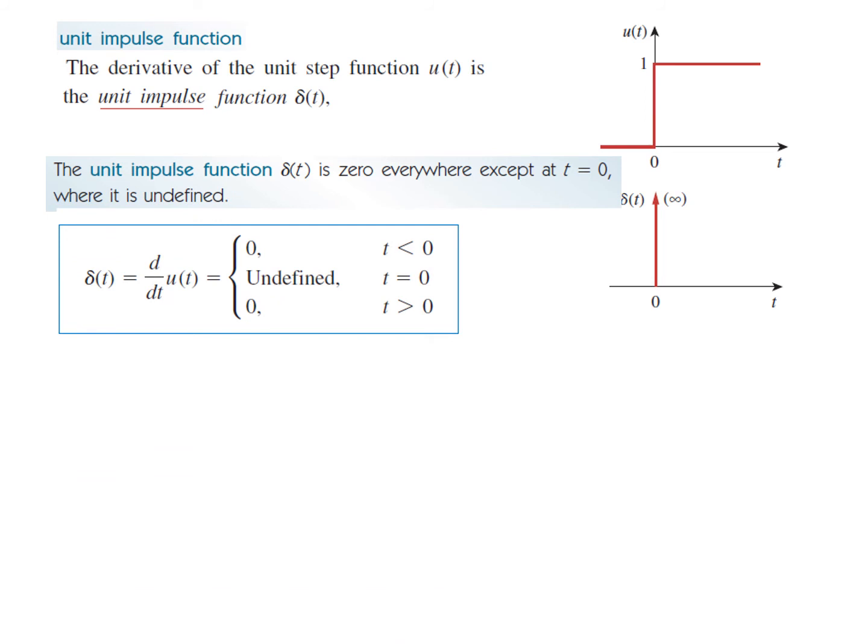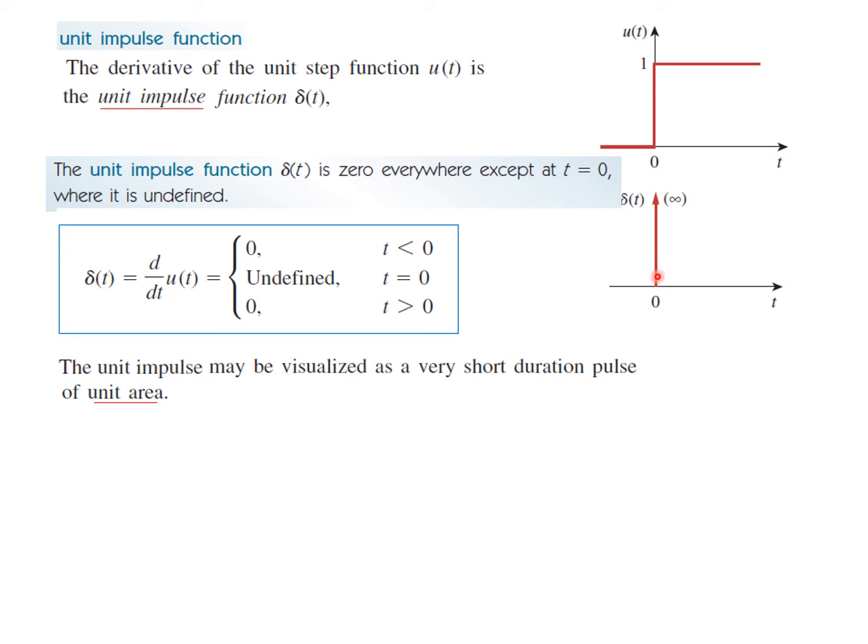So we can write that delta t is the differential of u(t), dt, which is 0 for t less than 0, 0 for t greater than 0, and at t equal to 0 it is undefined. Now for all practical purposes, we say that this has no width, or very little width, and infinite height. So the area is equal to 1, unit area.